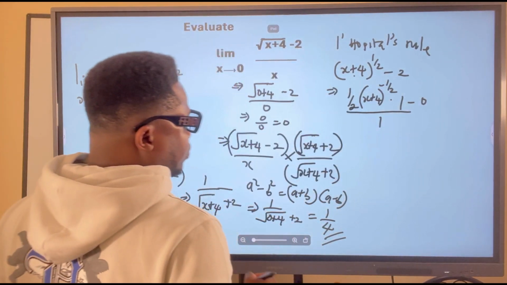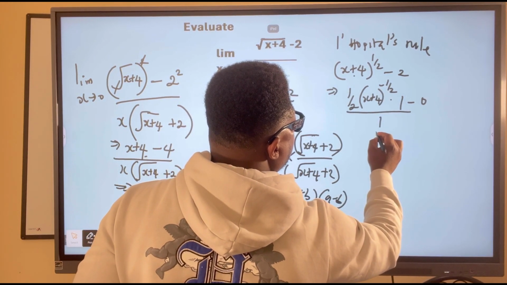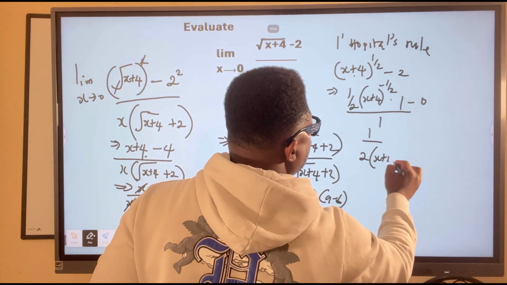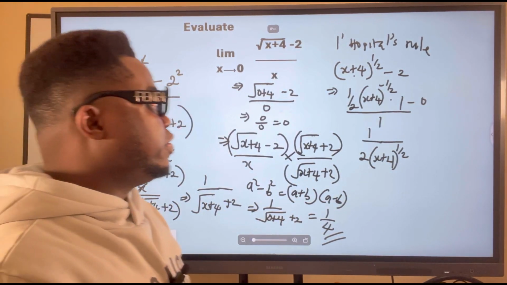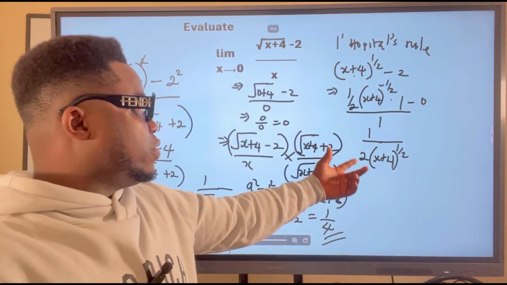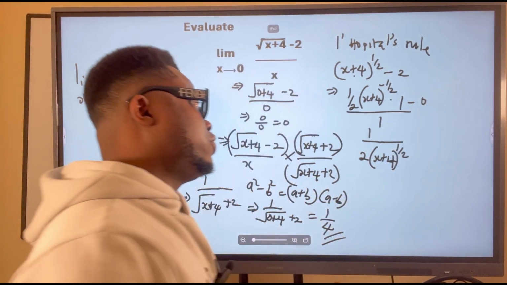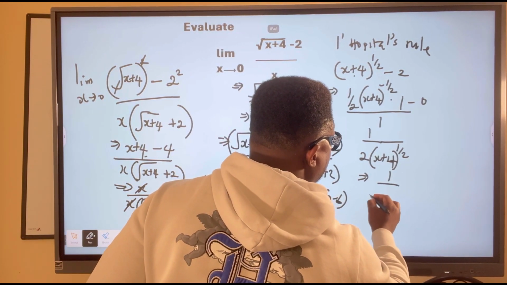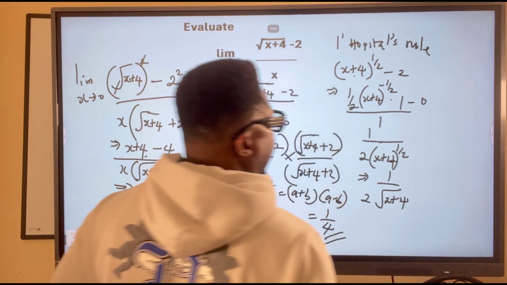So going further, removing this minus sign, I'm going to have 1 over 2 bracket x plus 4 all raised to the power of half. Remember, this minus sign is gone. Remember your indices. Minus 0 is the same. So I have 1 over 2 bracket x plus 4 all raised to the power of 1 over 2, which is the same thing as 1 divided by 2 square root of x plus 4.